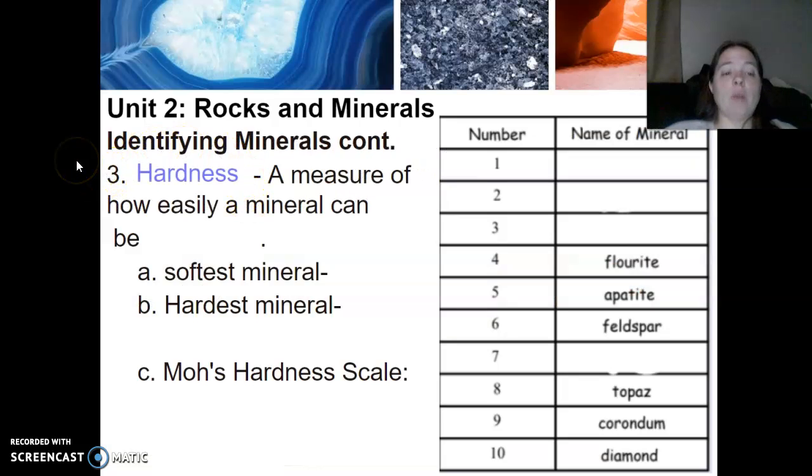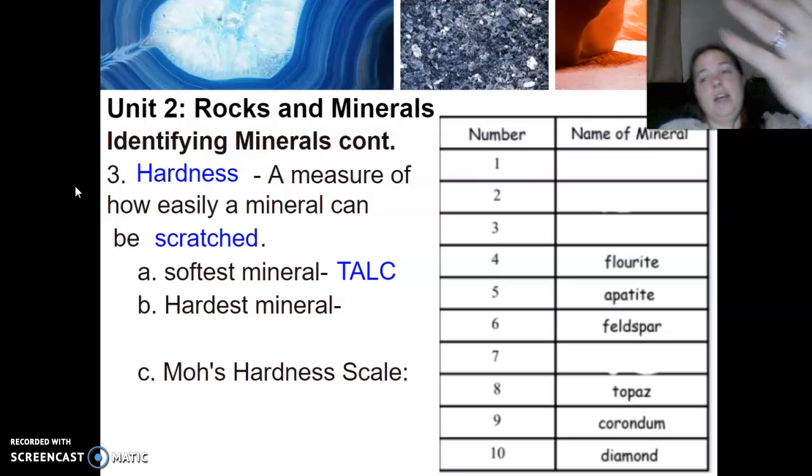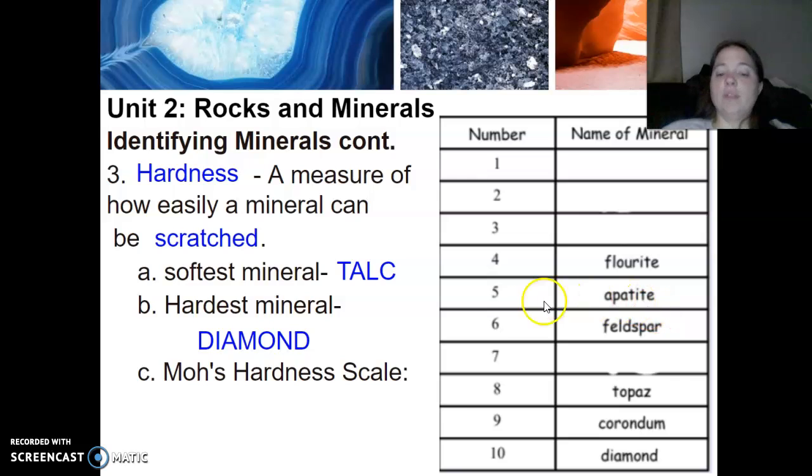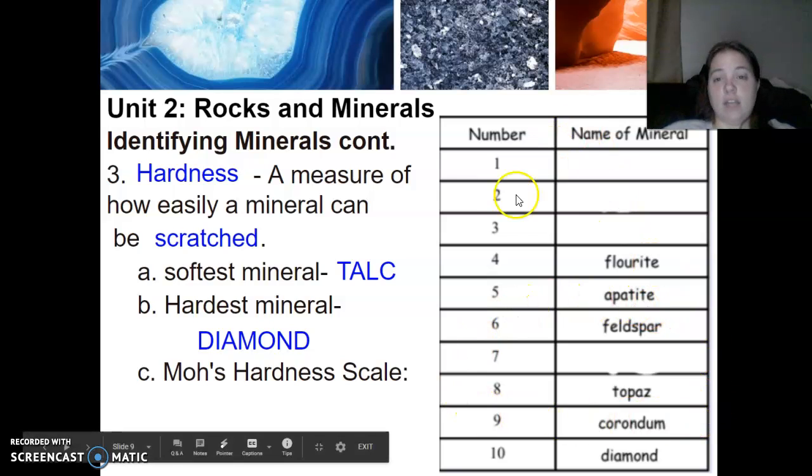Okay, another way to measure is hardness. It is a measure of how easily a mineral can be scratched. So the softest mineral we have is talc. The hardest mineral is right here. It's called a diamond. And you have this thing called the Mohs hardness scale. That's how they figure out how hard things are.